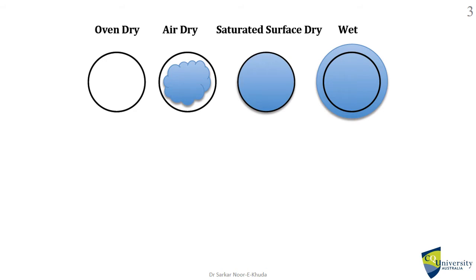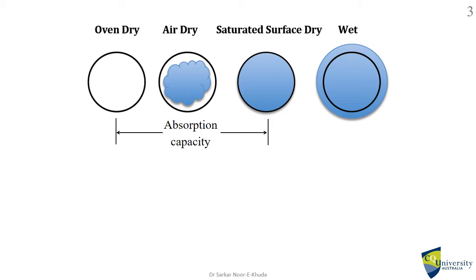Now let's look into the interesting part of this topic. The amount of water required to fill the pores in the aggregate particle is referred to as its absorption capacity. From the above figure, we can define absorption capacity as the amount of water required to reach the saturated surface dry state from the oven dry state.